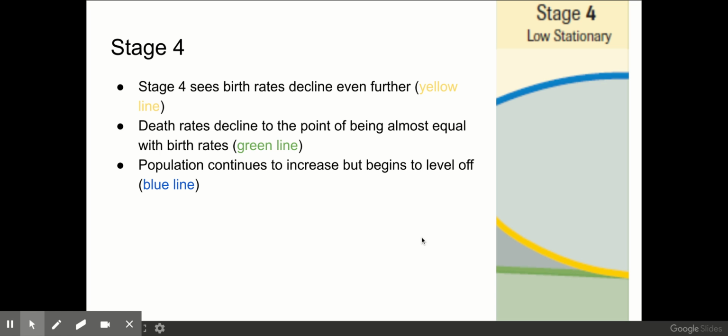Stage 4 sees birth rates decline even further. So this yellow line is almost to the point of flattening out completely. Death rates decline to the point of being almost equal with birth rates. That's again that green line. And population does continue to increase, but begins to level off at the end of stage 4 here.